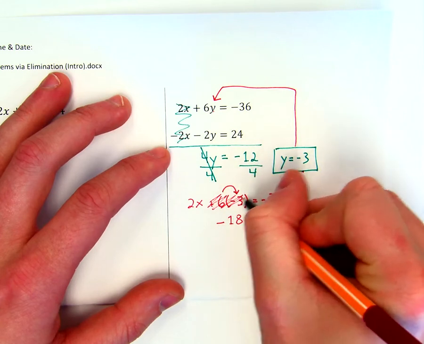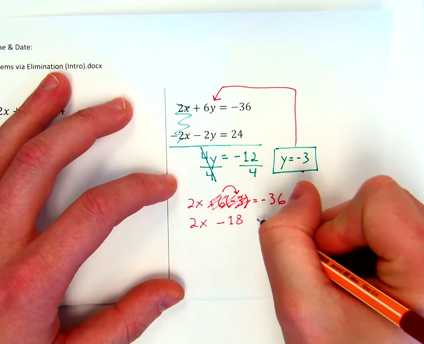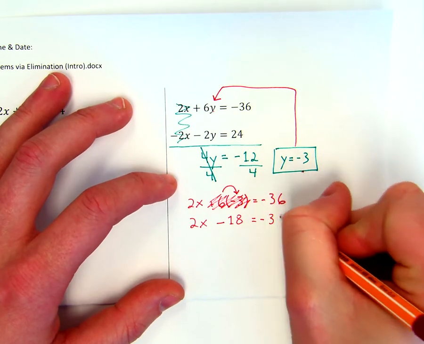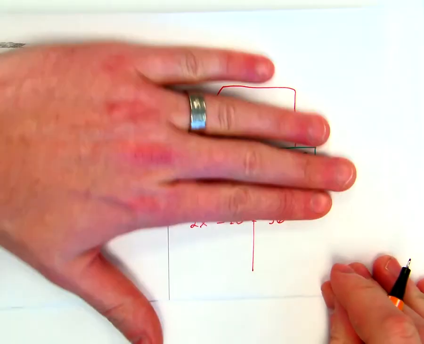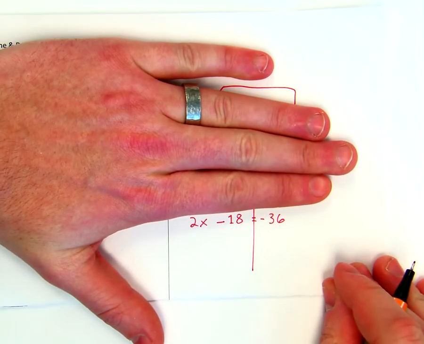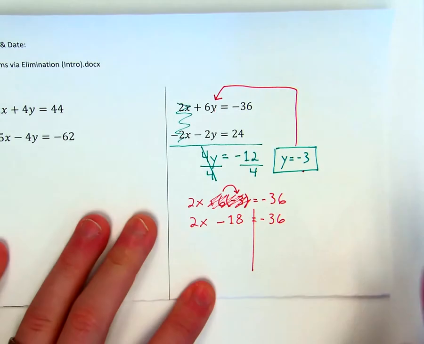And we have now used these items. We'll copy down the things we haven't used. The 2x and the equals negative 36. From this point, it's a basic two-step equation. Undo addition or subtraction, and then undo the multiplication or division.